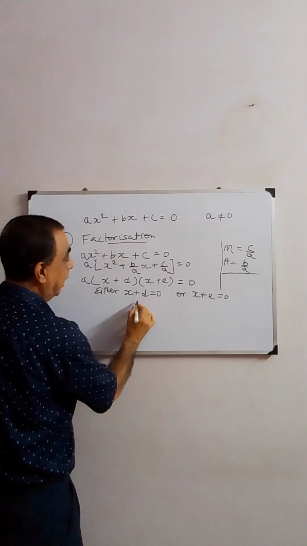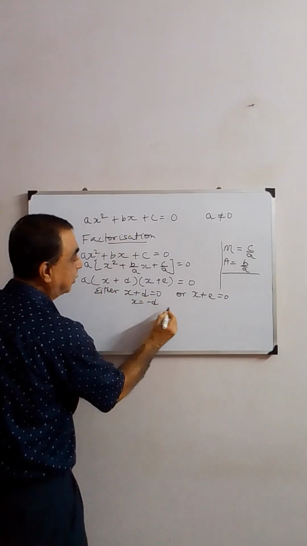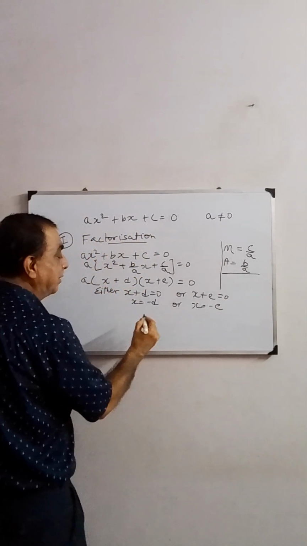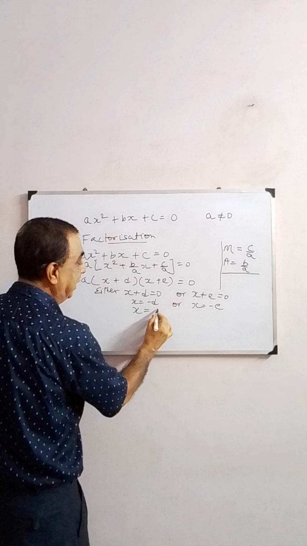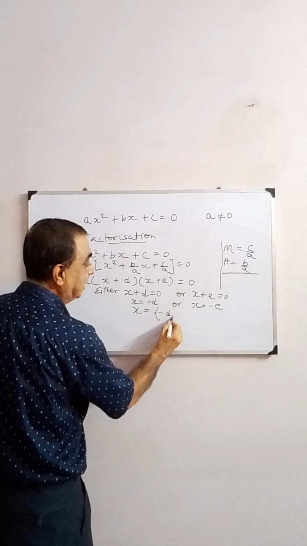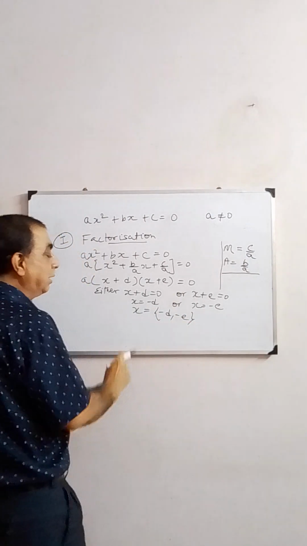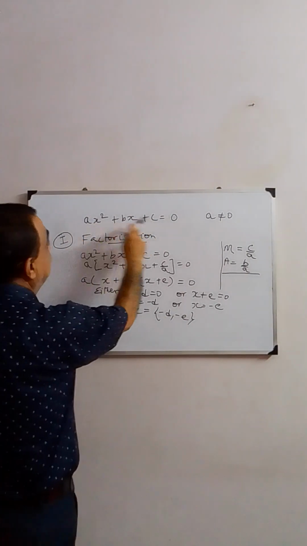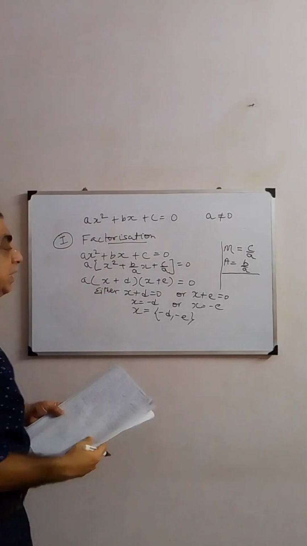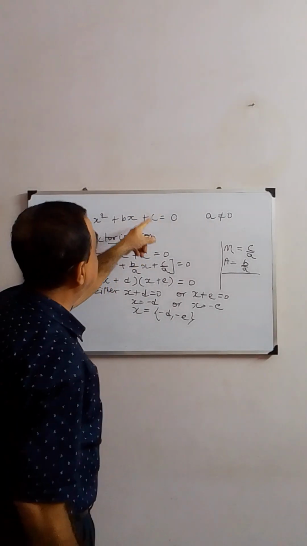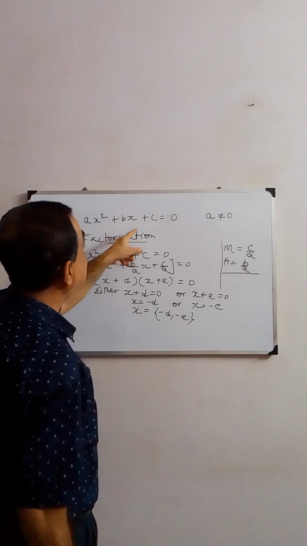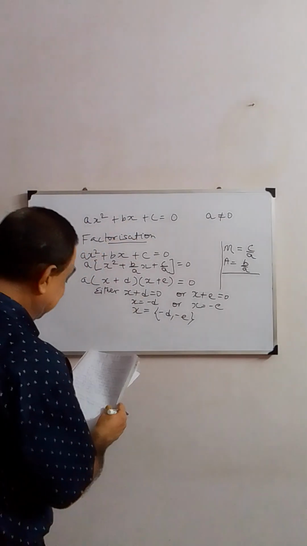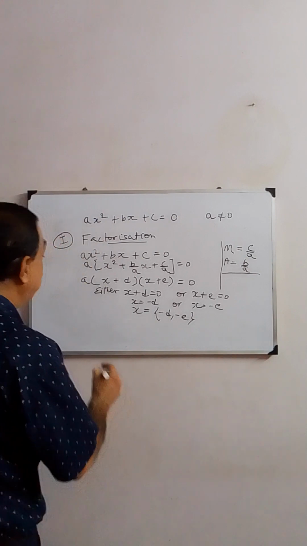So from here I will get x is equals to minus d, and from here I will get x is equals to minus e. So the values of x are minus d and minus e. So these values of x, if I substitute in this equation, then the left hand side and the right hand side will be equal. That is, on solving the left hand side by putting these values of x, the left hand side will become equals to 0.